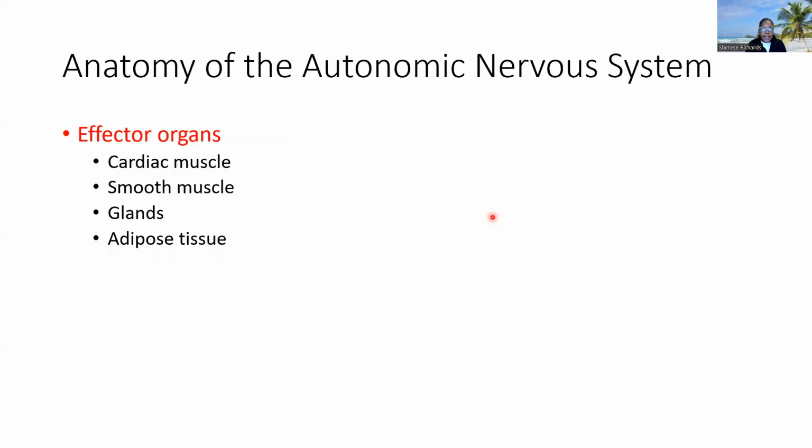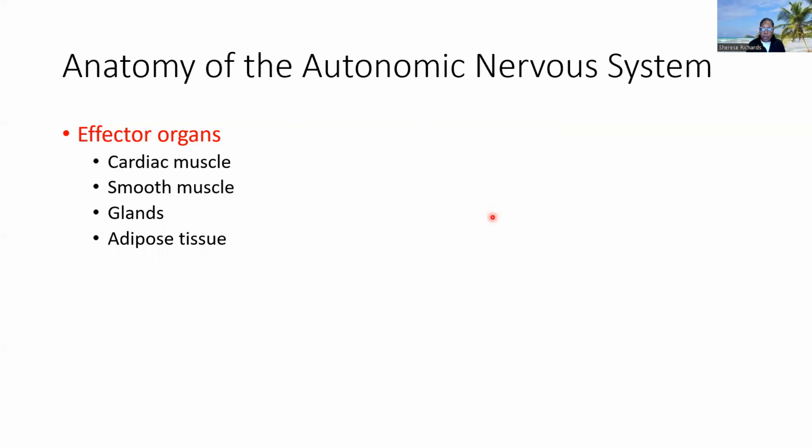Okay, again, these are some examples of the effector organs that we're talking about, but we just looked at the full list there: cardiac muscle, smooth muscle, and smooth muscle is found in several locations throughout the body. So we think about endothelial cells, we think about the bronchial tree, we think about the gastrointestinal tract, we think about the reproductive tract, the urinary tract, the bladder, all of that will have smooth muscle.